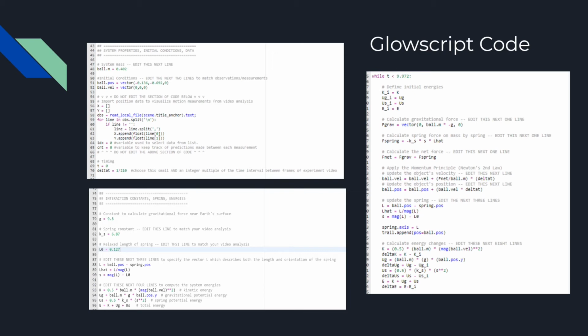To the right, you can see the loop of code which actually defines the motion and creates the graph. We first define our initial energies, as well as gravity and the spring force, based on the directions they point and the directions of motion they affect. We then say that F net is equal to F grav plus F spring because in this simulation we are only accounting for the effects of the spring and gravitational force. We then apply our velocity and position update formulas, as well as update the position of the spring. Finally, we calculate the energy changes using our predefined formulas to calculate changes in kinetic, potential, and spring potential energies.